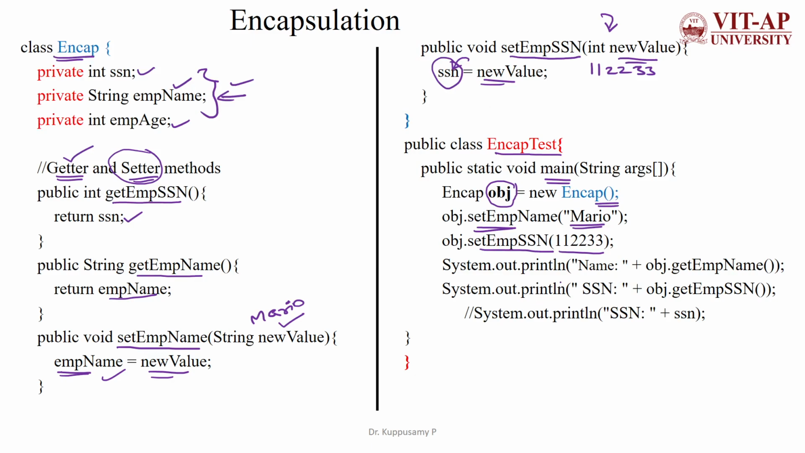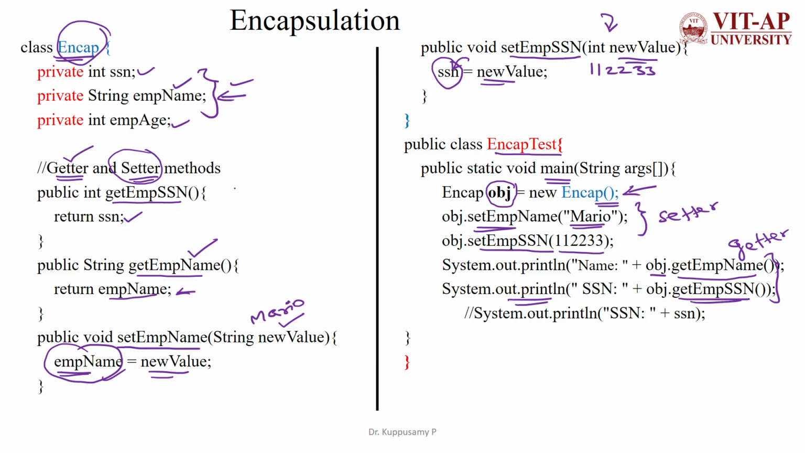After this, I am calling the methods on obj. Obj is the object variable created with respect to the encap class. Then I am calling the getter method get emp name. So these two are calling setter methods, and these two are calling getter methods to access the values. So here get emp name is returning the value which is already stored in this variable. Like that, we are displaying the values by calling get emp ssn, which just returns the value ssn.